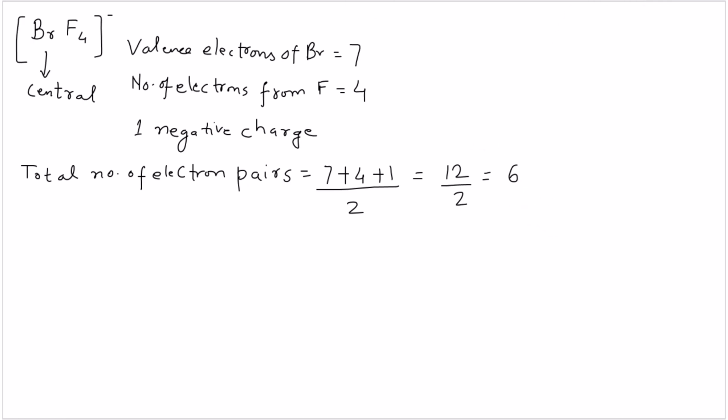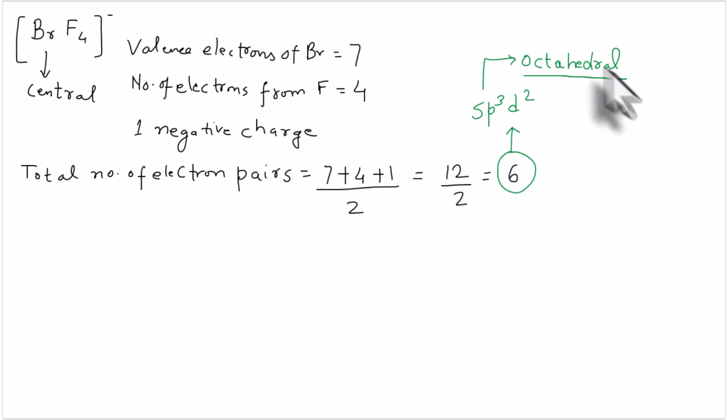And these 6 electron pairs correspond to sp3d2 hybridization, which has a regular octahedron geometry. So the electronic geometry, which is the regular parent geometry for this compound, is octahedral, coming from the sp3d2 hybridization, which is obtained from the total number of electron pairs.